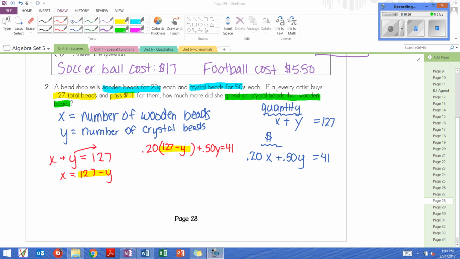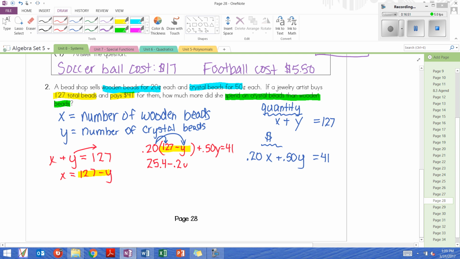Okay, let's go with the solve now. Looks like I need to distribute. So 20 cents times 127, that's 25.4 minus 0.20, I'm just going to leave off the 0 to save some space, plus 0.5y equals 41. I just need to keep solving. So I am going to send that 25.4 to the other side. And then I end up getting negative 0.2y. Don't forget that negative out in front because it was minus.